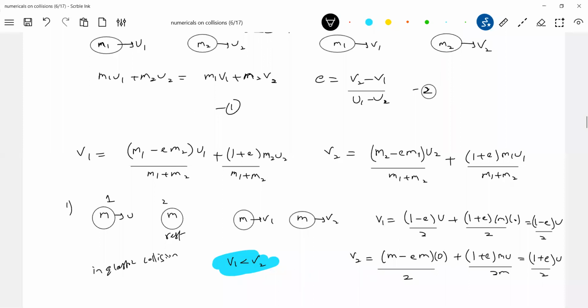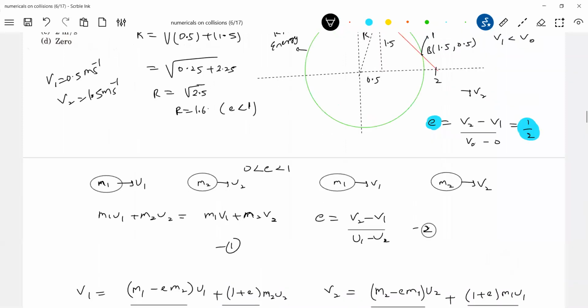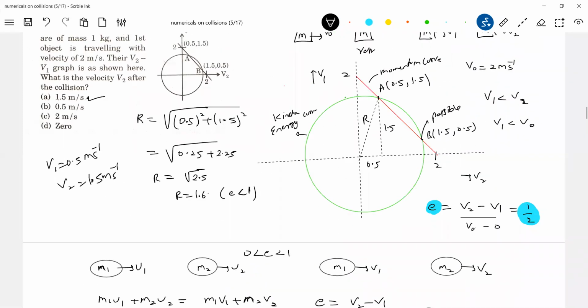So the velocity of the first object after impact will be less than that of the second object. So this is after impact. This is before impact. Justified. So is it justified, this answer? All of you agree with me? No? V1 less than V2. Just to get the answer, I didn't write. This is what happens in the collision. So therefore I should pick up, this is possible. This is not possible.